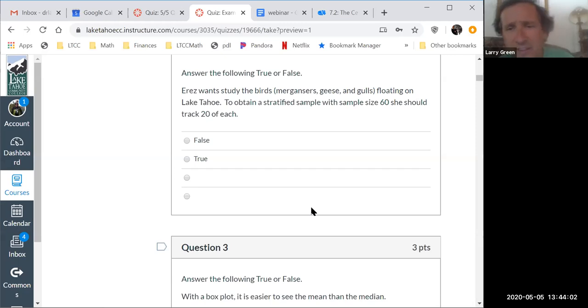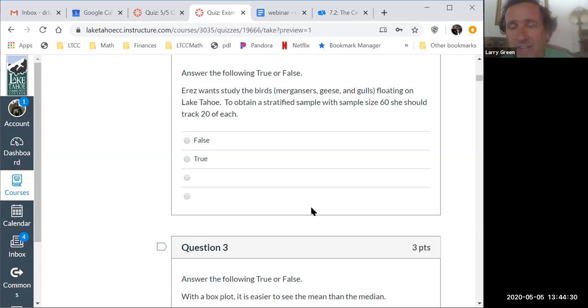That's not necessarily cluster. It doesn't really talk anything about grabbing a specific group area and looking at all of that be cluster. Yeah, that's the issue: it's not that you should track the same number of each. It's that you should track a proportionate number of each. So whatever percent of mergansers there are in Lake Tahoe, you multiply that by 60, and that's how many mergansers you should track.